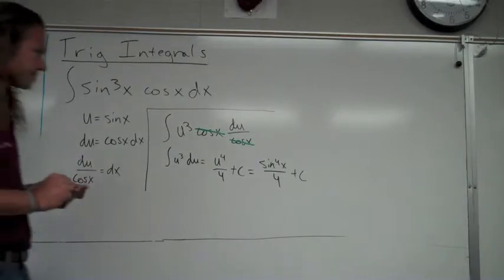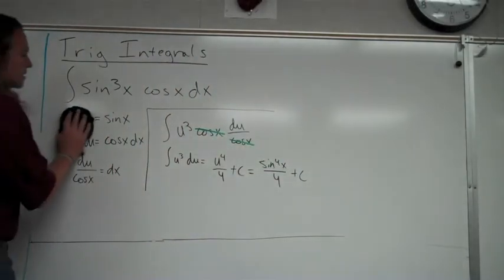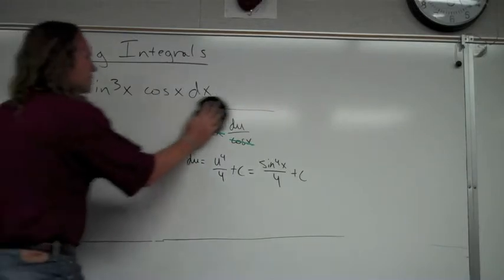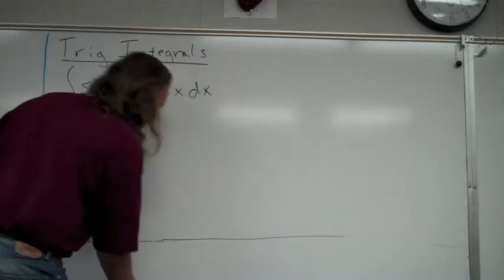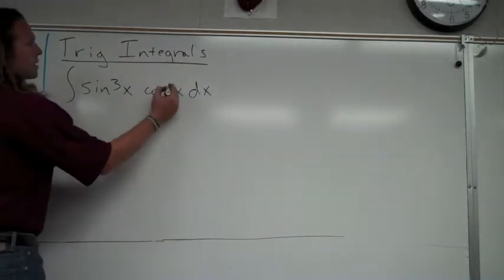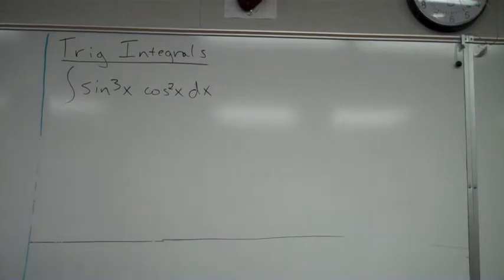Okay, so that was a little review. But it is important because the idea of using u sub to cancel things out is what we're going to use here. So the only thing I'm now going to change in this problem is I'm now going to add this squared right there. So it's sine cubed x times cosine squared x.